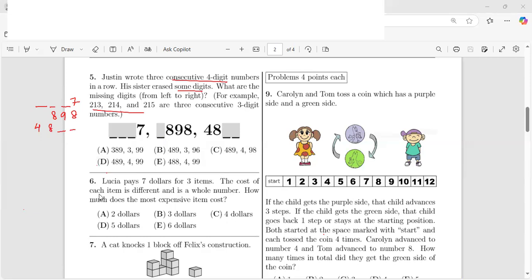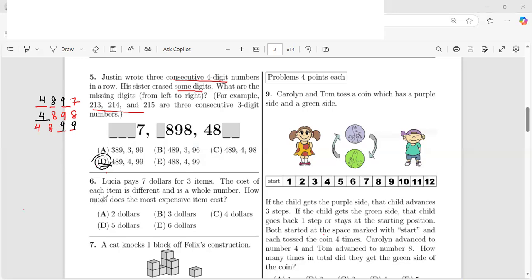When we talk about consecutive, it has to be one after the other. So if this is a 4, this has to be a 4. This also has to be a 4. This is an 8, so this has to be an 8. This is 7, 8, so this has to be a 9. So this will be 9 as well. So 97, 98, 99. What are the missing digits? In the first one, you have a 489, and then you have a 4, and then you have a 99. So the answer is option D.